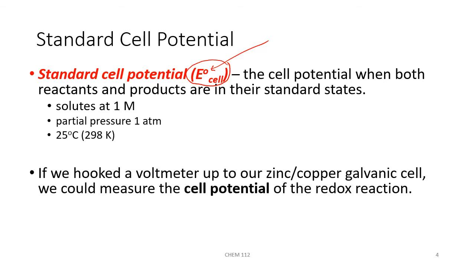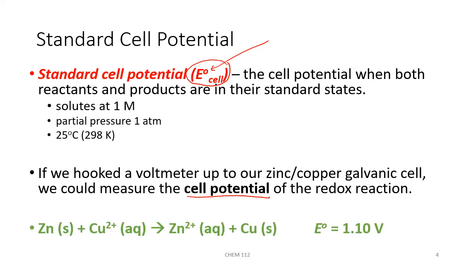So if you remember our original zinc-copper reaction we were talking about right when we started this chapter, we never really talked about what the actual cell potential, or the voltage that could be generated from that redox reaction, is. And so when we are writing out our electrochemical reactions, we can now include our standard cell potential off to the right after the reaction is written.